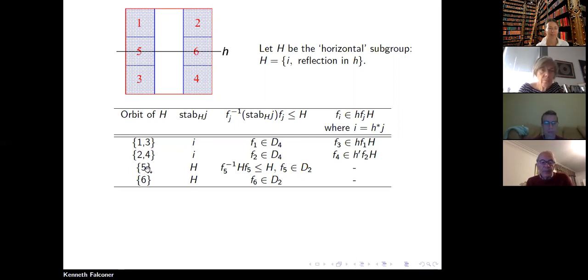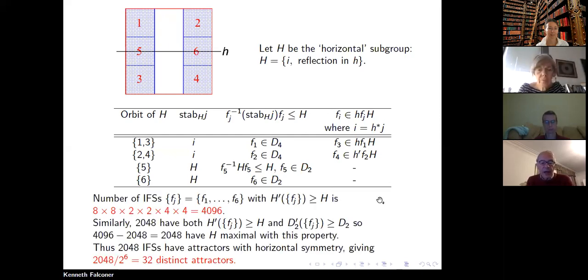And similarly for these other 2 orbits, the stabilizer is H, so we have to look at which of the 8 possibilities for F5, the conjugate of H is H itself. Once we've done that, that's the condition for F5. It turns out, I won't go through the details here, F5 can be anything in the order 4 group, D2, so that's vertical and horizontal reflections and 180-degree rotation. And then nothing else in the orbit, so I've got no further conditions there. And similarly for the 6th mapping. So that's what the group theory tells us.